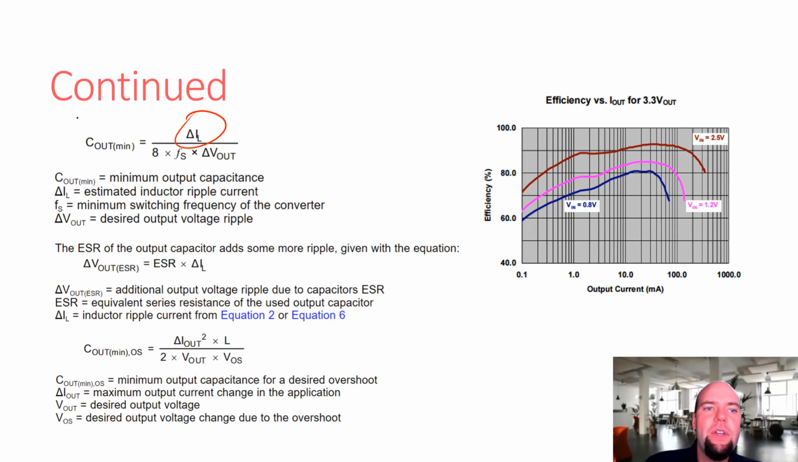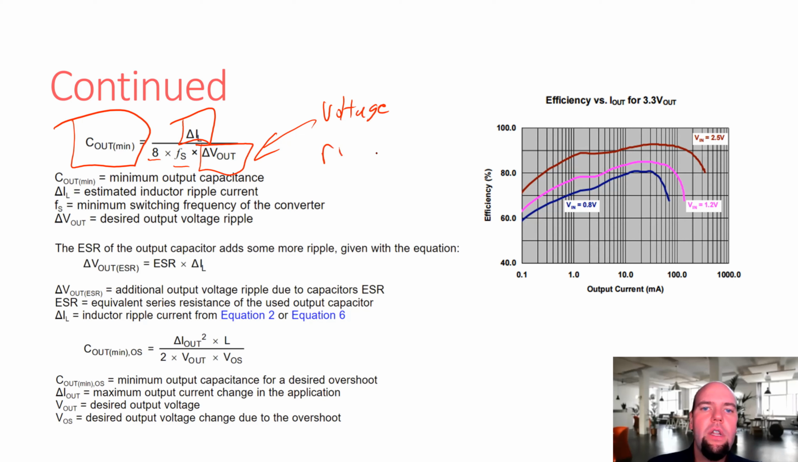The capacitor you need at the output is going to be your current ripple divided by 8 times your switching frequency times your delta V out. This is your voltage ripple.